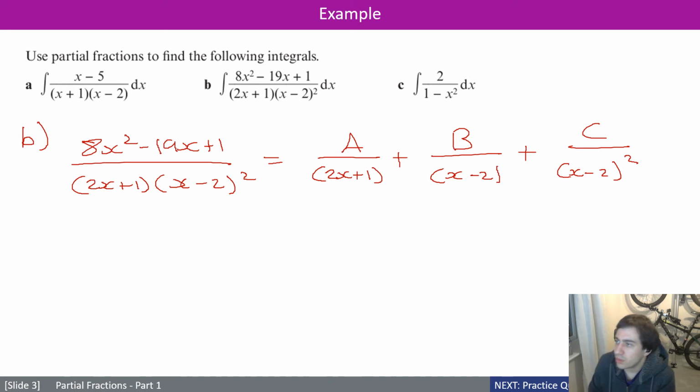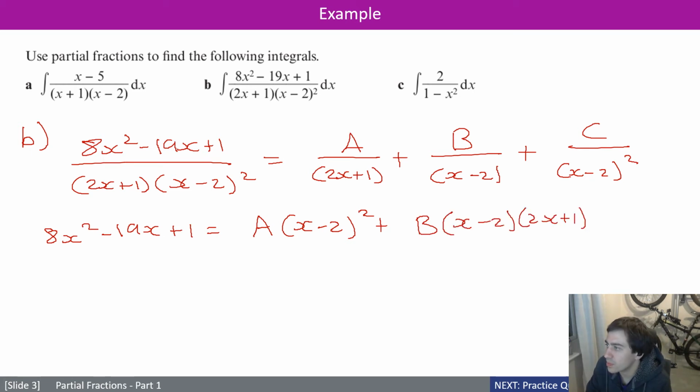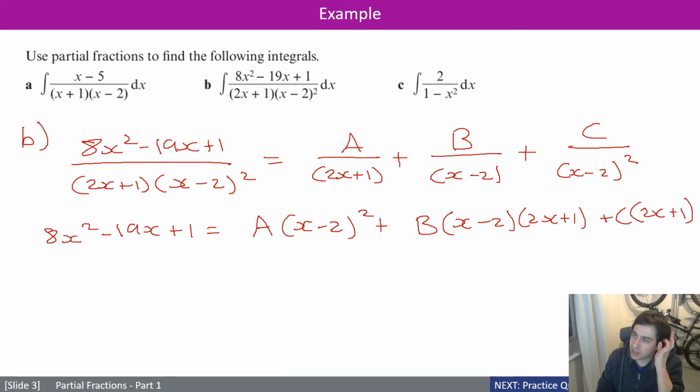So multiply through the denominator 2x plus 1 x minus 2 squared on both sides, and we get the following. Let me try not to rush this too much. Okay, and in this case, I don't want to labour the point too much. You should be able to find those values there.